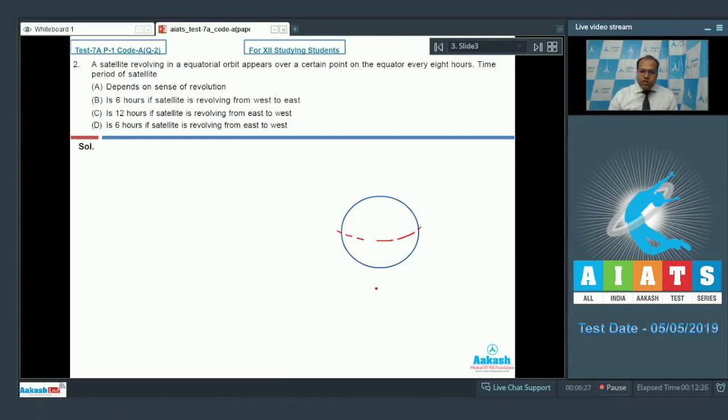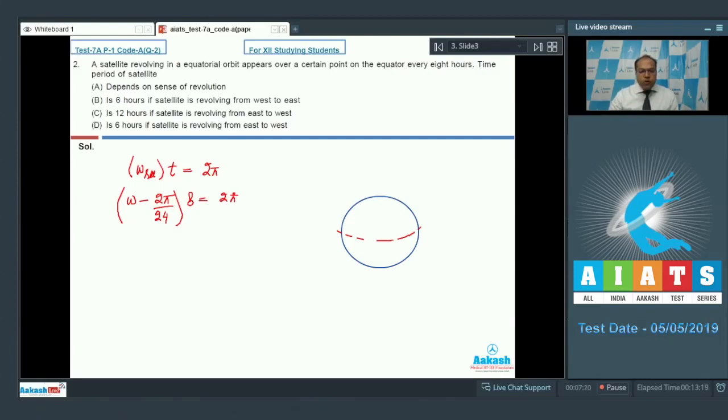Then the relative angular velocity of the satellite in the frame of the earth can be written as omega relative, and if I multiply this by the time period, which is 8 hours, that must be equal to 2 pi as per the given question. When I take the sense of rotation of the satellite from west to east, it can be written as omega minus 2 pi by capital T, where capital T is the time period of earth, that is 24 hours, into small t, which is given as 8 hours, so that must be equal to 2 pi.